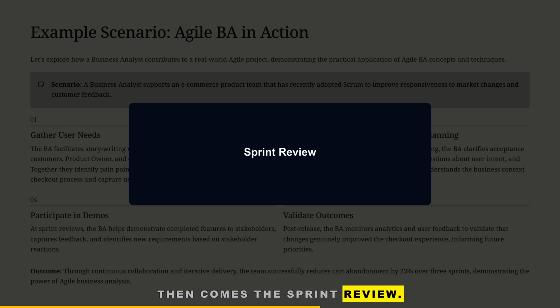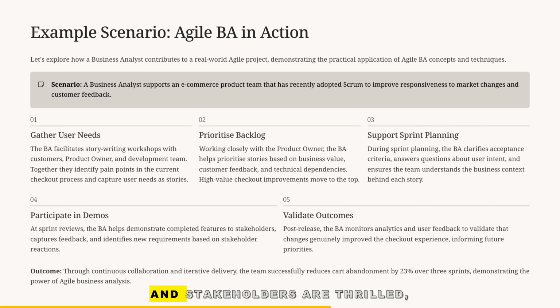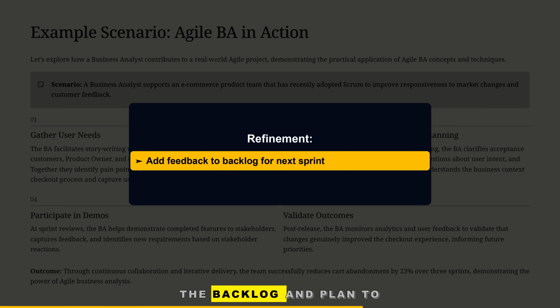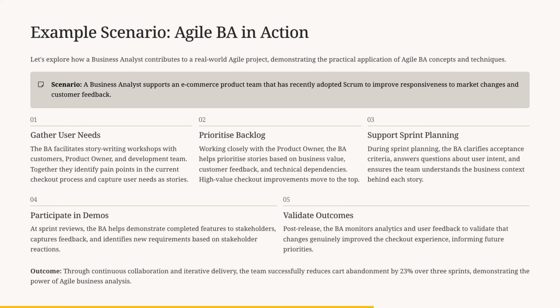Then comes the sprint review. You demo the new checkout flow, and stakeholders are thrilled, but a customer rep notices one small friction point. You note it, add it to the backlog, and plan to refine it in the next sprint.